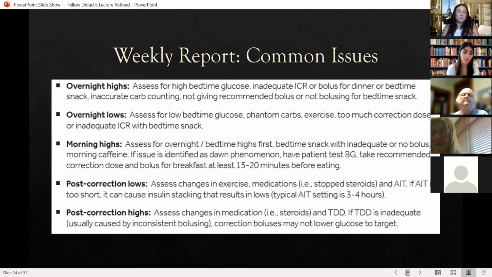Morning highs, same exact thing: making sure they're doing insulin to carb ratios, making sure the basal rates are set correctly. Are they staying in auto mode? Those types of issues. But these are common issues. You guys can read through them. I don't have to read them for you, but when you see those happening, those are the types of things you'd want to consider. Next.